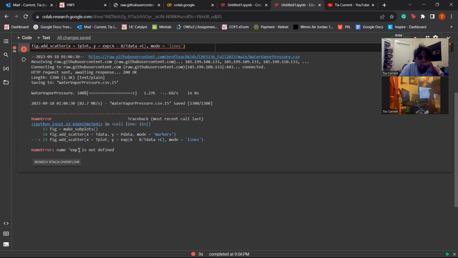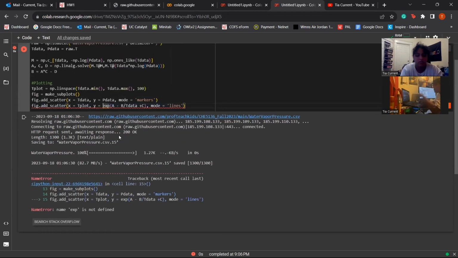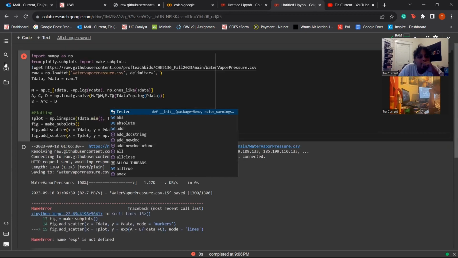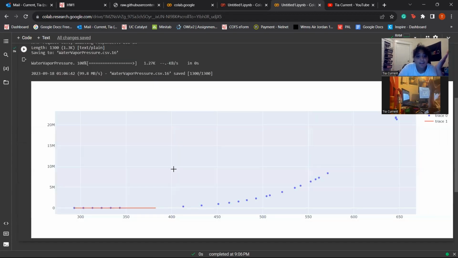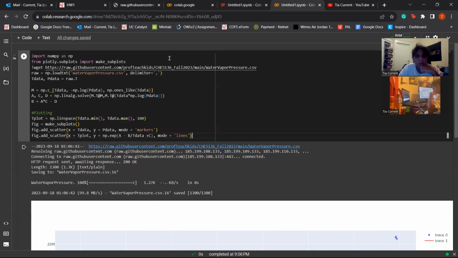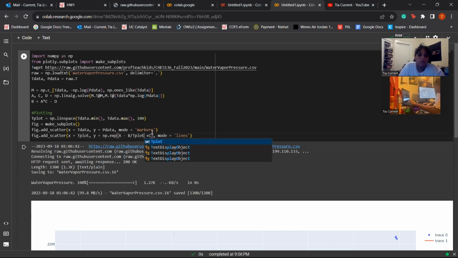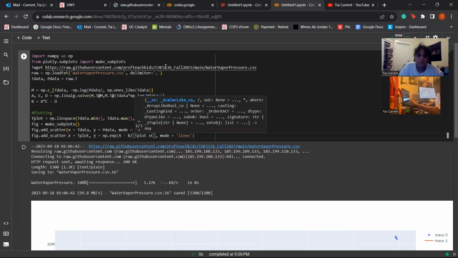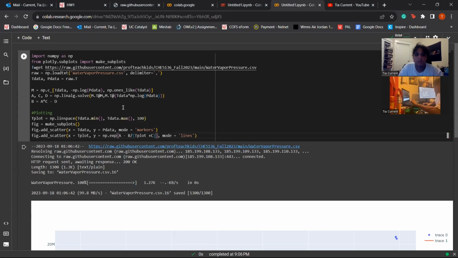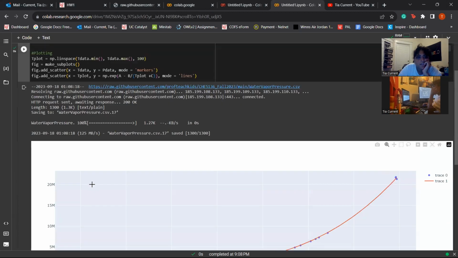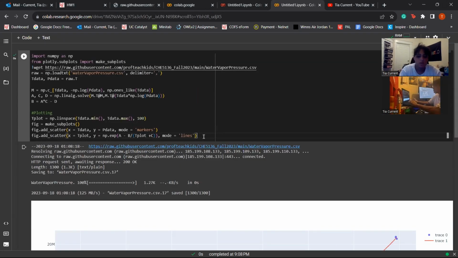Do I need to do np for exponent? Okay, interesting. We're still going. Actually I did that wrong, and by we, I mean me, because I don't want to be doing the data. Let's see if that works. Oh yeah. Okay, we're getting somewhere.